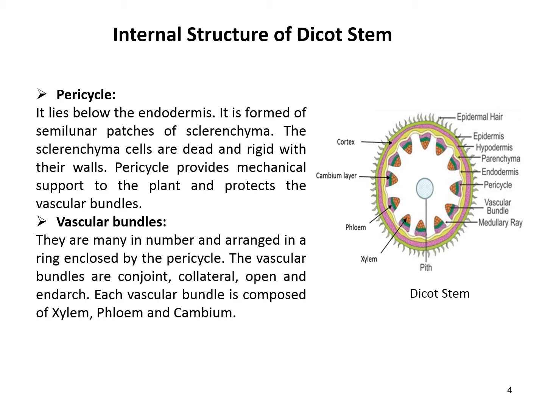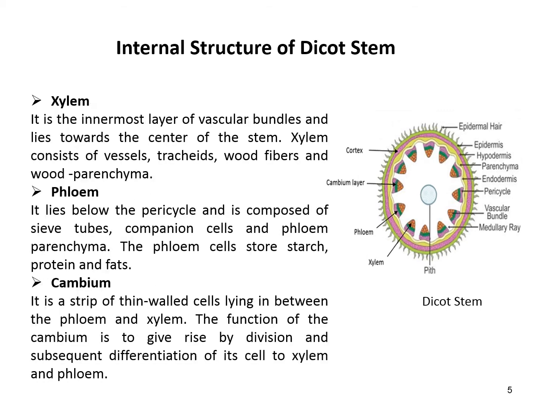So let's discuss these tissues. Next is xylem. It is the innermost layer of vascular bundle and lies toward the center of stem. Xylem consists of vessels, tracheids, wood fiber, and wood parenchyma. Phloem lies below the pericycle and is composed of sieve tubes, companion cells, and phloem parenchyma. The phloem cells store starch, protein, and fats.